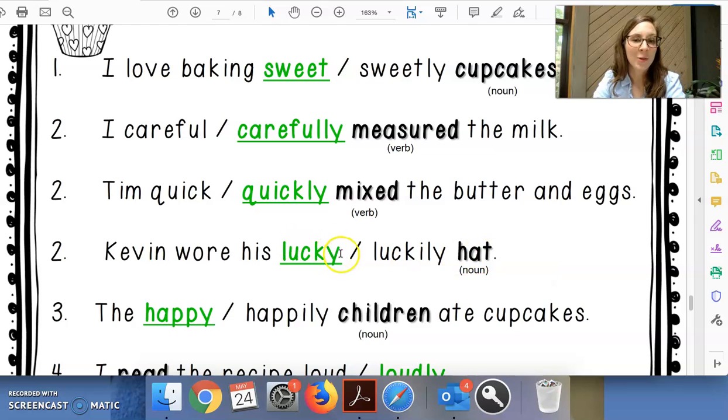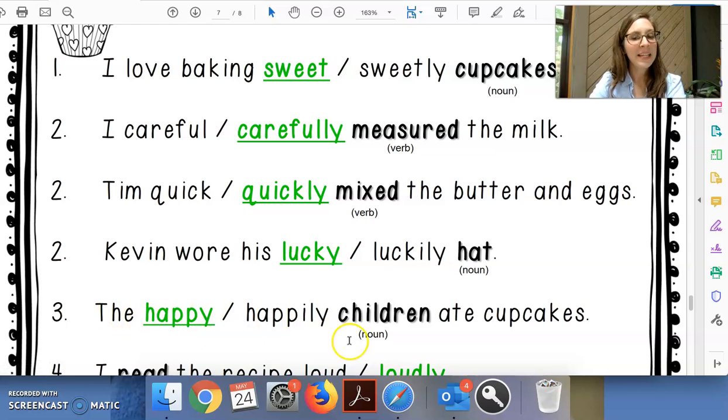If we changed the Y on lucky to an I and added ly, we have the adverb luckily. So notice again that we have an adverb where we add the ly to the base word to make it into an adverb. But here in this sentence, we're describing hat, so lucky is an adjective. All right, let's try one more.